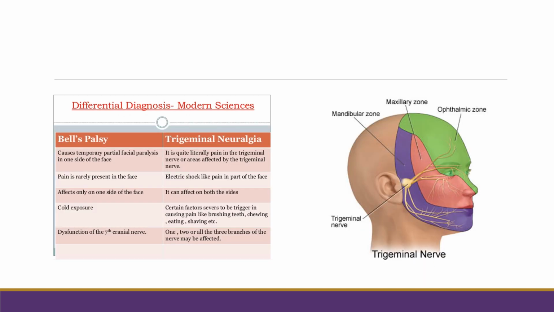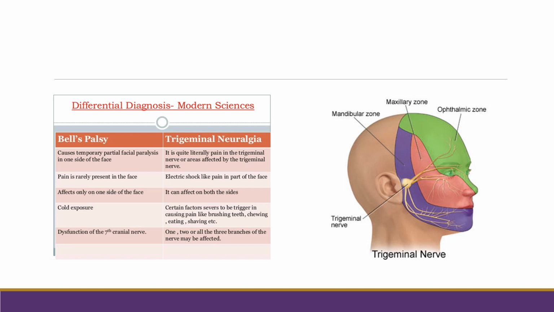Here's the differential between the two. Bell's palsy, remember we were differentiating that between a stroke and Bell's palsy. A stroke is what we call eyebrow sparing. Bell's palsy is going to cause temporary partial facial paralysis in one side of the face. The pain is rarely present in the face, affects only one side. Maybe it's from cold exposure, dysfunction of the cranial nerve 7 here.